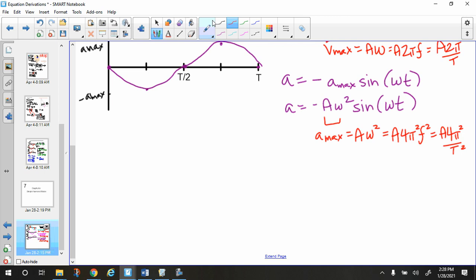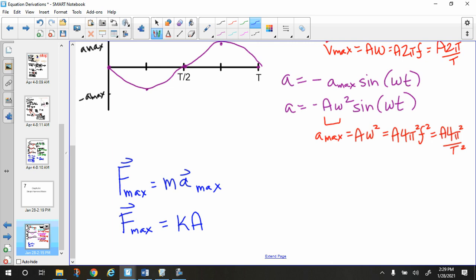One more thing I want to cover here before we end this is another equation for A max. So as this thing is oscillating back and forth, we know that the maximum force is equal to mass times maximum acceleration. And that is Newton's second law. I'm assuming this is the only force acting on it. We also know that the maximum force is equal to, if we use Hooke's law, K times the amount that the spring is stretched. And the most it's going to be stretched is the amplitude. So the maximum force is going to be K times the amplitude.